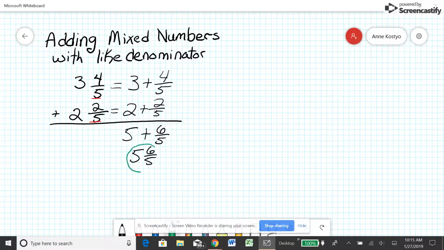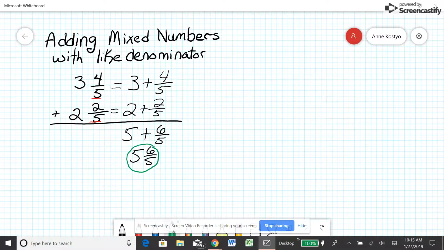Well, let's take a look at this number, because I see an improper fraction. The 6 is bigger than the 5, so we need to reduce. Now, there are a couple of ways we can reduce this.